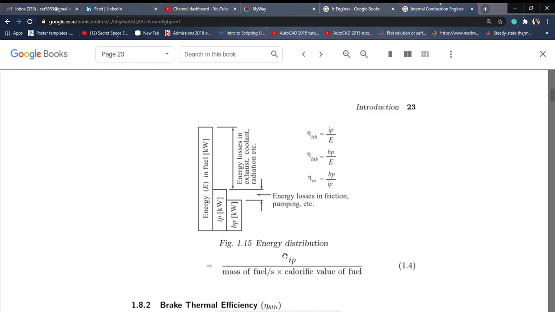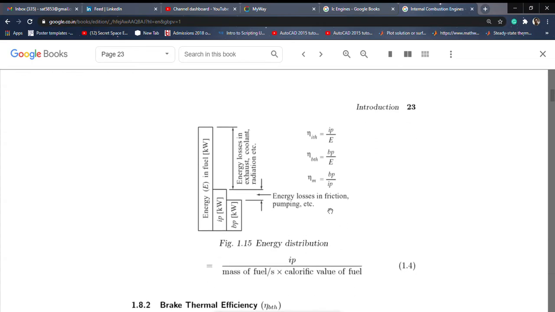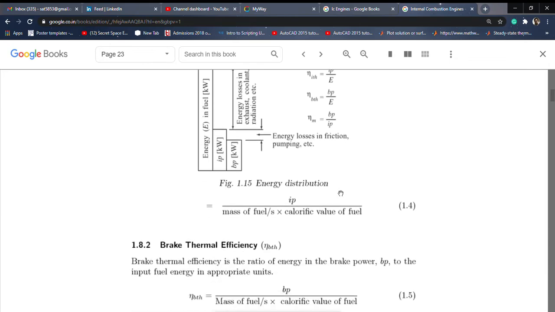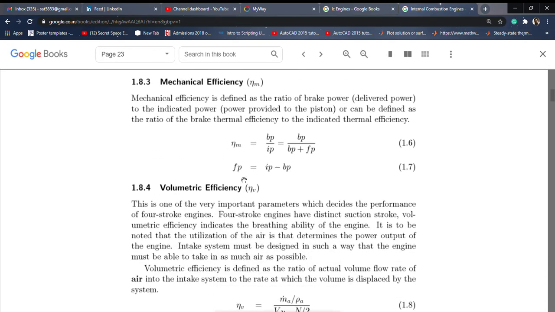So this is the energy distribution. And you can see here again, indicated thermal efficiency is indicated power over energy, brake thermal efficiency is brake power over energy, and mechanical efficiency is equal to brake power upon indicated power. So we have these three terms. Next we will discuss volumetric efficiency.